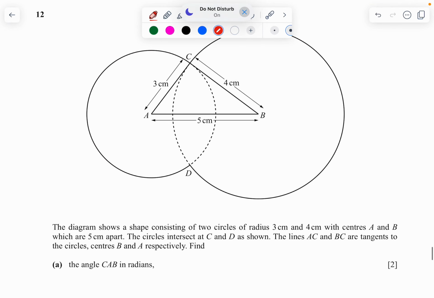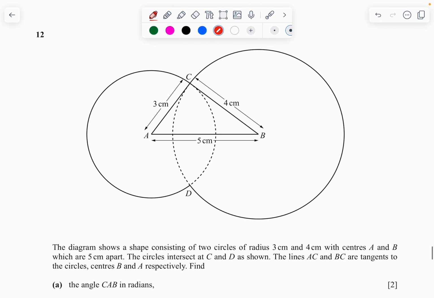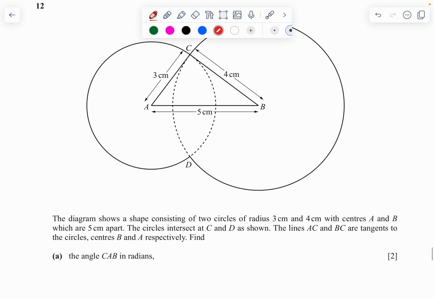Okay, welcome back. So last question for this paper, question number 12. I think this is from circular measures. So the diagram shows, let's read the question first. The diagram shows a shape consisting of two circles of radius 3 centimeters and 4 centimeters with centers A and B. So A and B are centers actually.